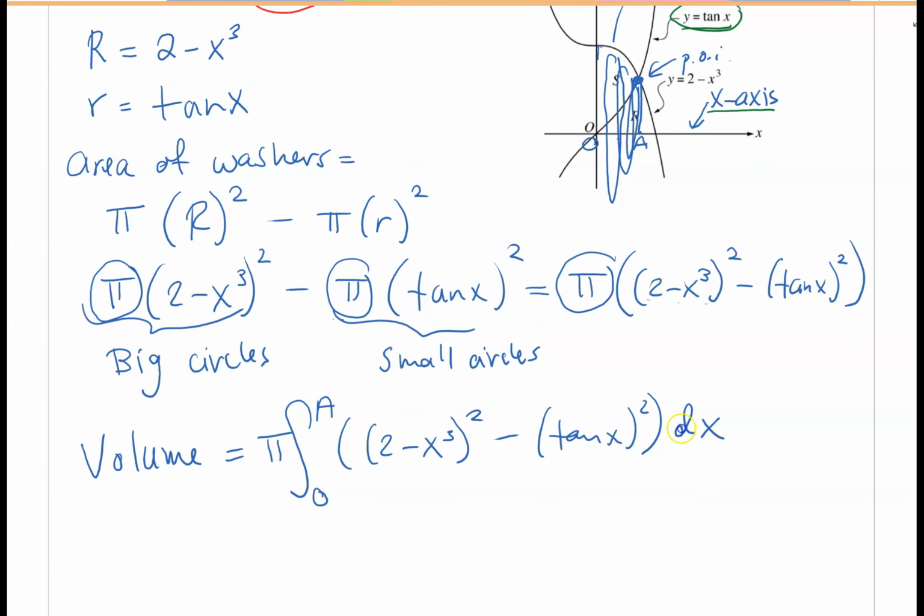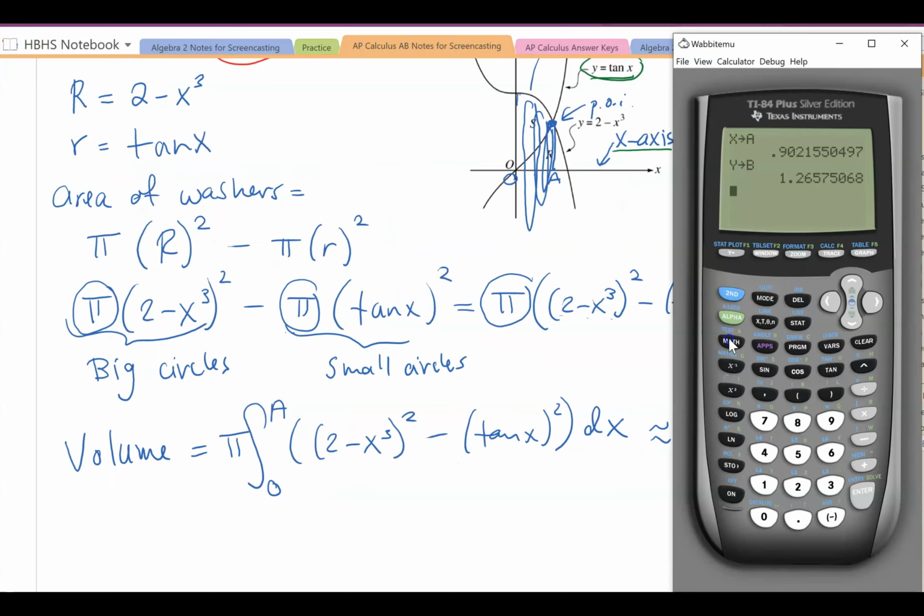So I just need to plug this integral into my calculator and get its value. To do that, I'm going to start with math 9. And I'm going to integrate from 0 to A. We've stored that in our calculator so I can continue to use that over and over. And I'm going to square the 2 minus x to the third function. If you remember, I had stored that in my calculator as y2, and the 10x was stored as y1.